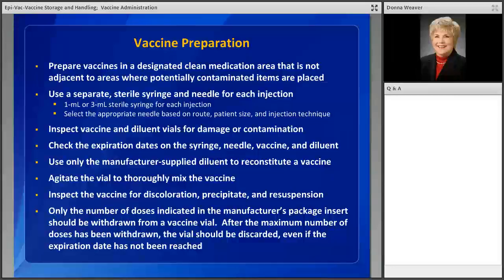Now, we mentioned this earlier, but it's worth repeating. Always use only the diluent supplied by the manufacturer for that specific vaccine. You want to agitate the vial to be sure the vaccine is resuspended and thoroughly mixed and not discolored. You don't want any precipitate or solids that did not dissolve floating around. If it looks suspicious, then don't use it.